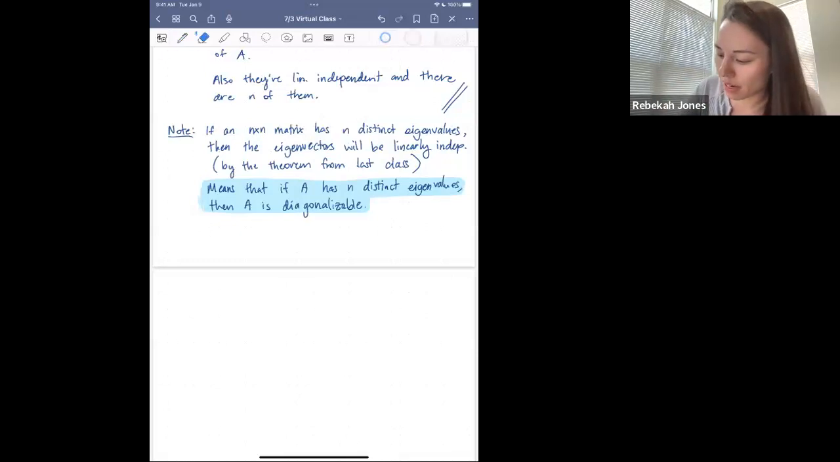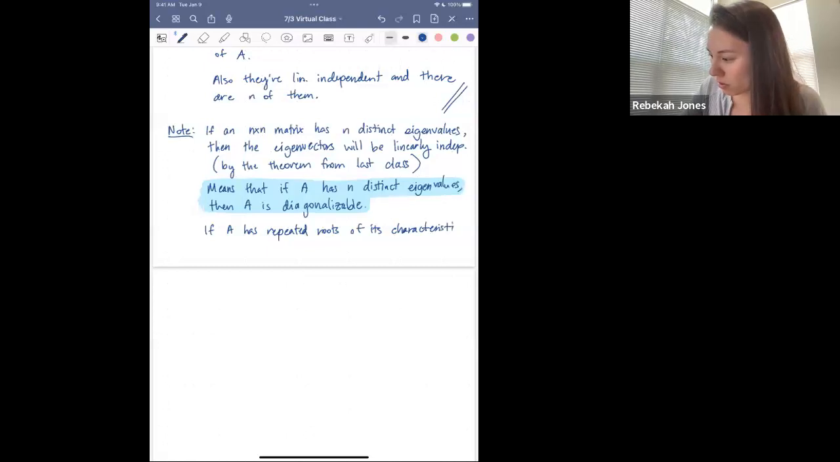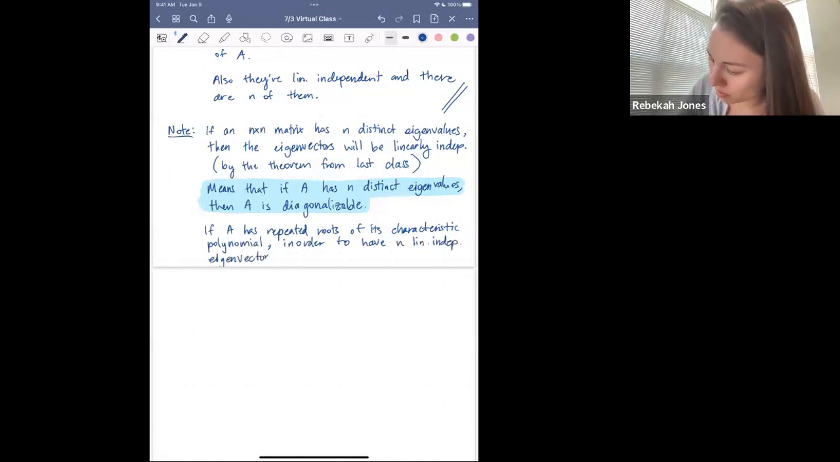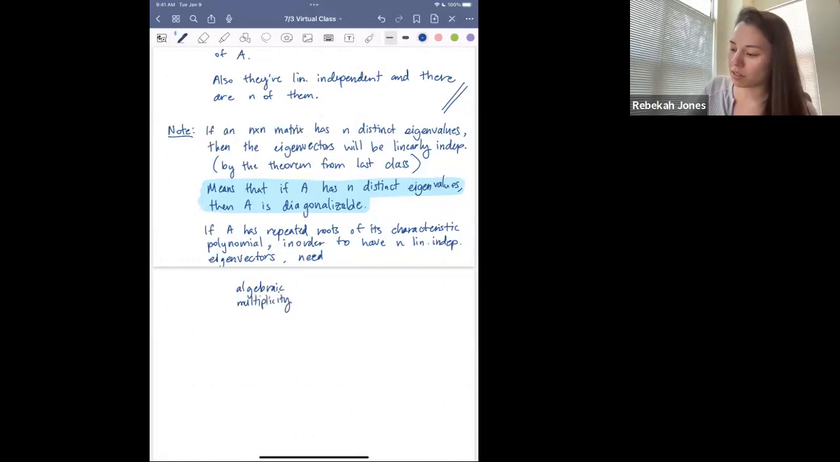The other thing that means is, if you have a matrix A with repeated roots of its characteristic polynomial, then in order to have n linearly independent eigenvectors, which is the same as being diagonalizable, we need that the algebraic multiplicity of the eigenvalue is equal to the geometric multiplicity for each eigenvalue.